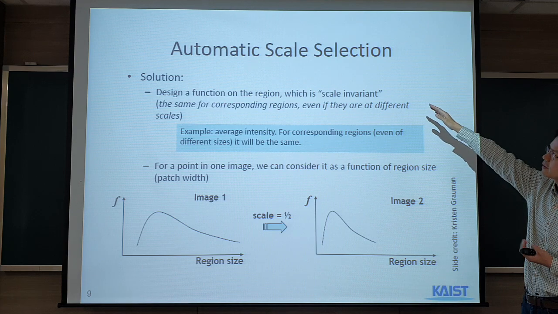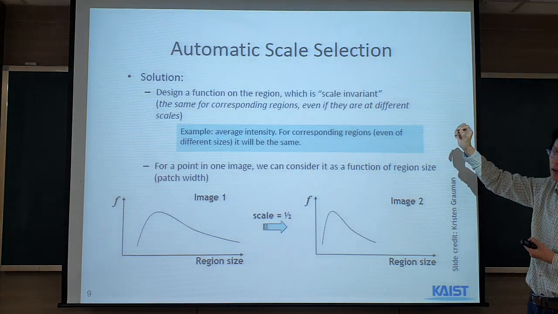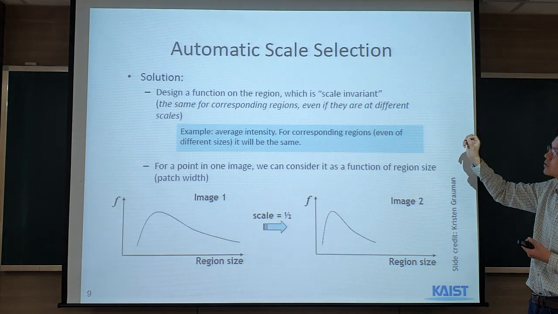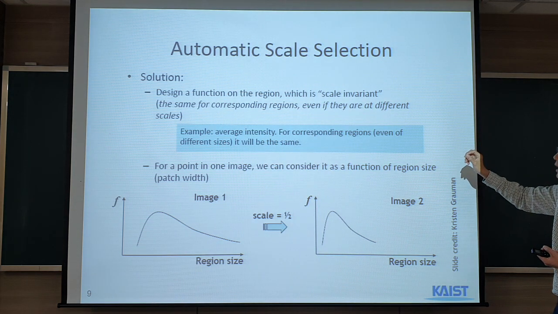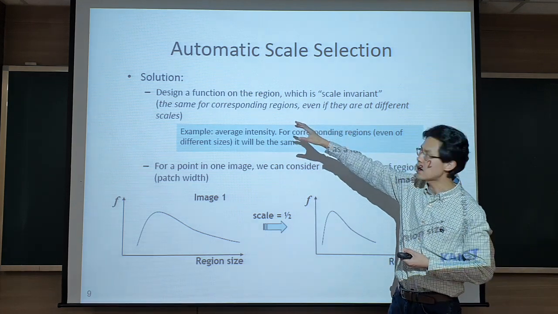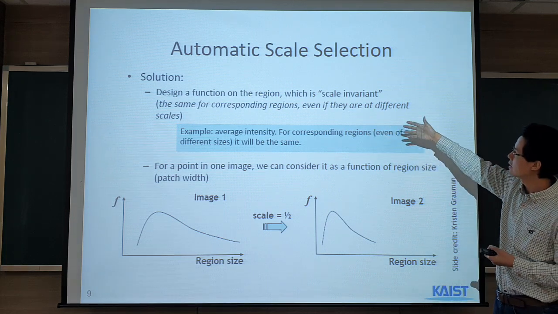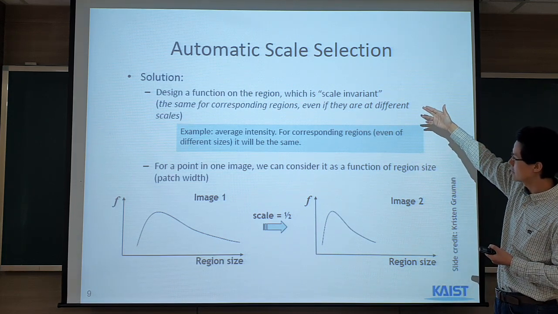Okay, so there are a lot of techniques, but one technique is known as automatic scale selection, right? Basically, we want to select the scale in an automatic way. How can we do that? Typically, we somehow design a function on a region, basically in a way that it is scale invariant.